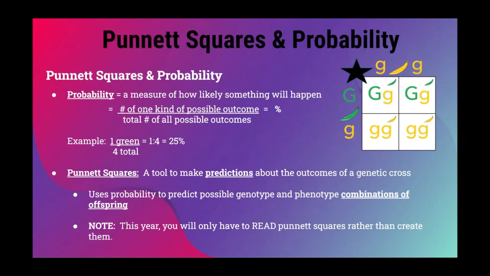Now, Punnett squares, these are tools to help make predictions about the outcomes of a genetic cross. We use probability to predict possible genotypes and phenotypes and the combinations of offspring. It is not a guarantee that this is the offspring that an organism will have. It is just a possible combination.